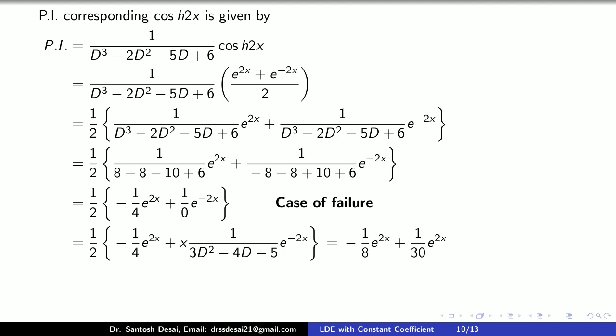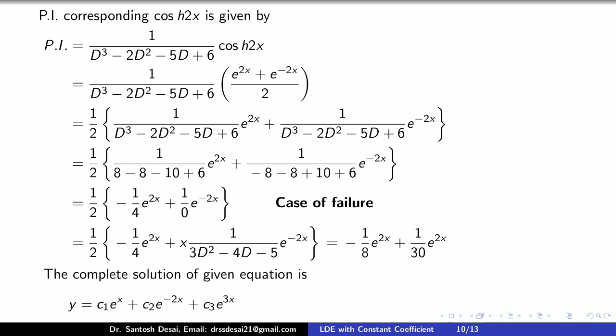So both the values are non-zero. So therefore this is the final particular integral. And therefore the complete solution is y is equal to CF plus PI. So y is equal to c1 e raised to x plus c2 e raised to minus 2x plus c3 e raised to 3x minus 1 by 8 e raised to 2x plus 1 by 30 e raised to 2x.